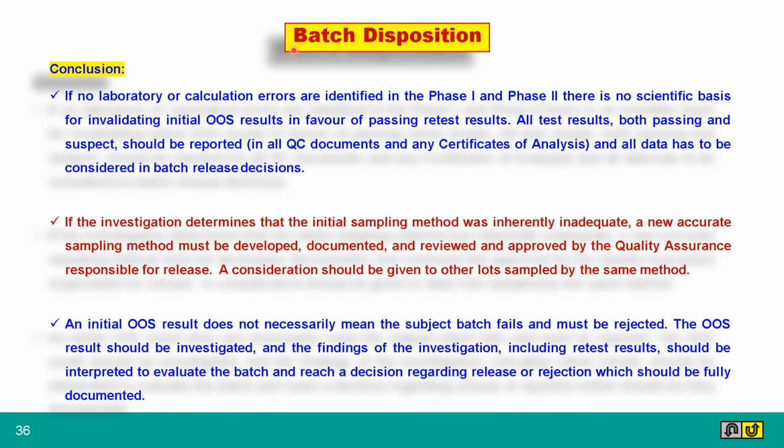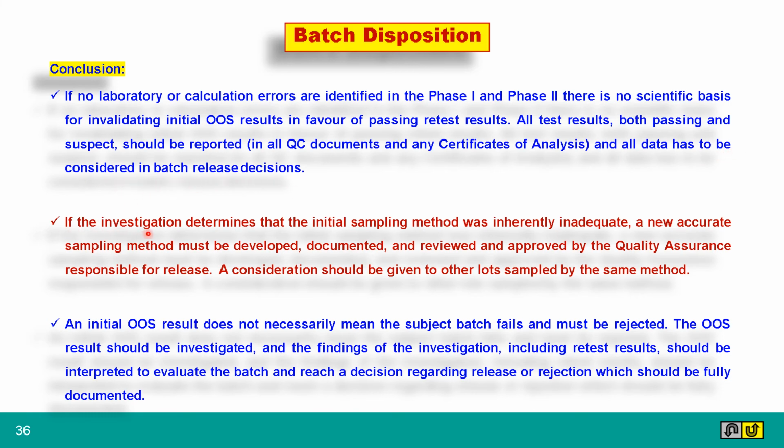Batch disposition. Conclusion. If no laboratory or calculation errors are identified in the Phase 1 and Phase 2, there is no scientific basis for invalidating initial OOS results, in favor of passing retest results. All test results, both passing and suspect, should be reported, in all QC documents and any certificates of analysis, and all data has to be considered in batch release decisions.